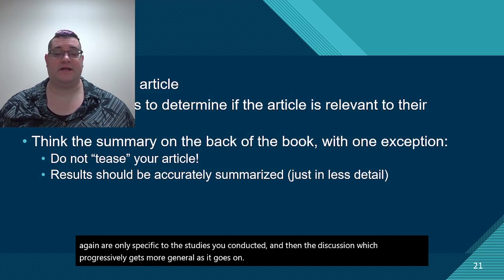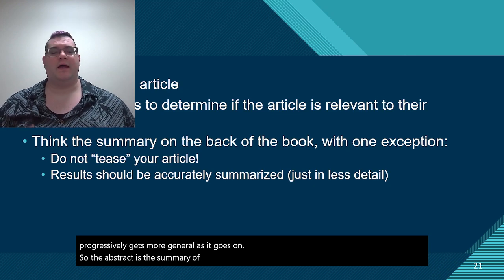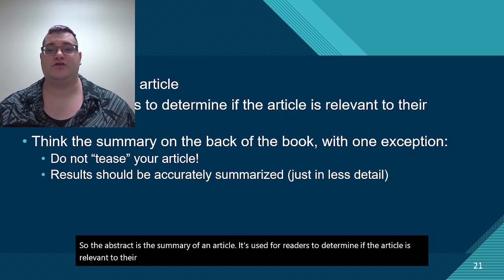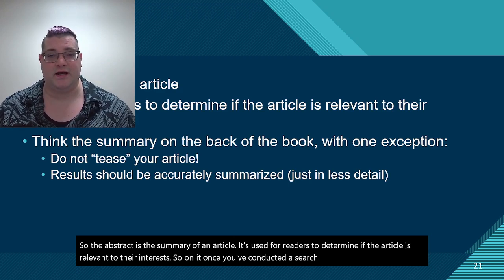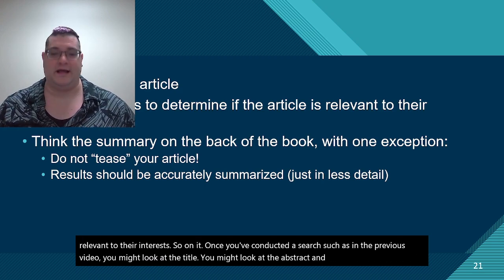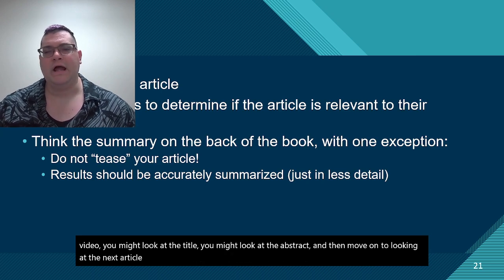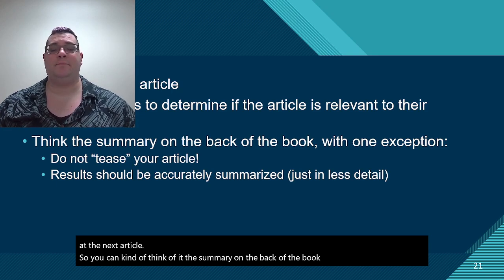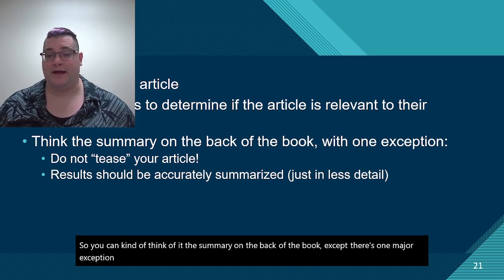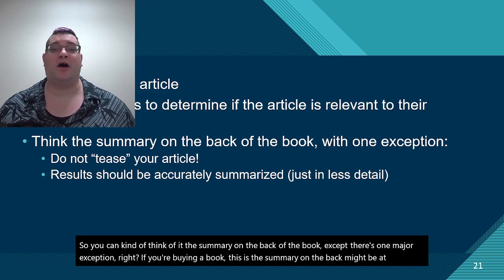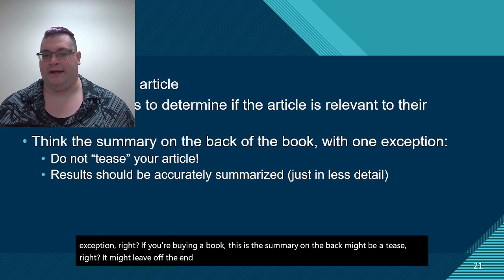So the abstract is the summary of an article. It's used for readers to determine if the article is relevant to their interests. So once you've conducted a search, such as in the previous video, you might look at the title, you might look at the abstract, and then move on to looking at the next article. You can kind of think of it like the summary on the back of the book, except there's one major exception, right? If you're buying a book, the summary on the back might be a tease. It might leave off the end because they want you to buy it.